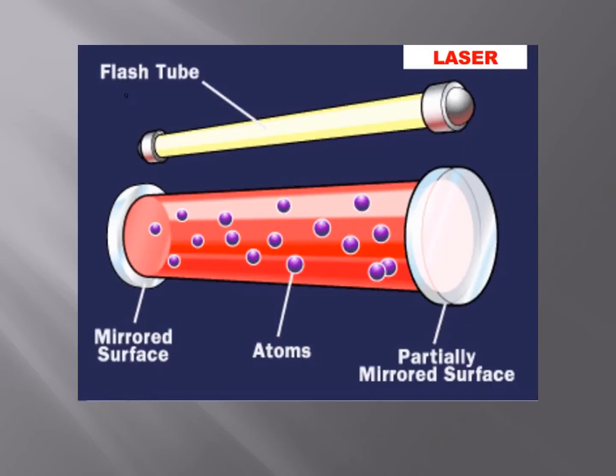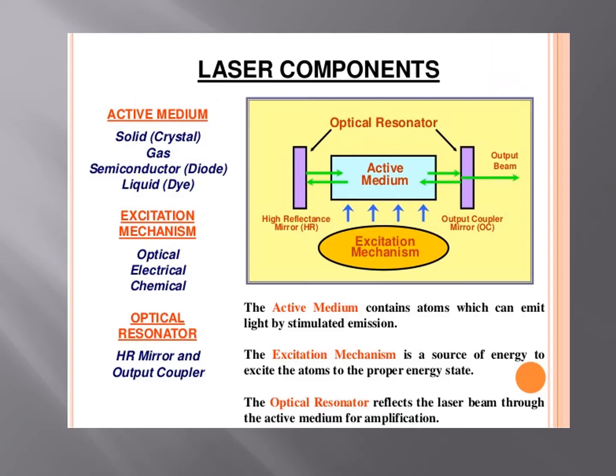Let us see the diagram for this laser. It has a flash tube. One end is fully reflecting and the other end is partially reflecting. Now let us see the laser components. One end is fully reflecting, as already told, and the other end is partially reflecting. They act as the optical resonators. These optical resonators reflect the laser beam through the active medium for amplification.